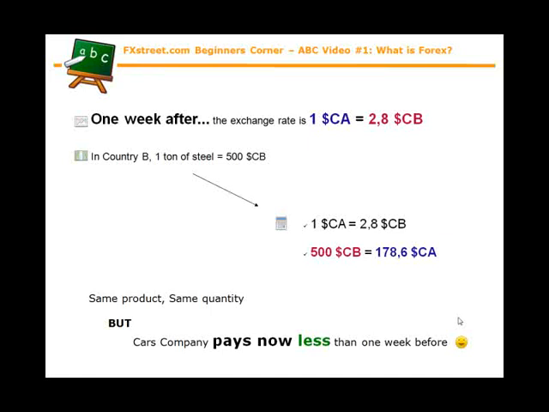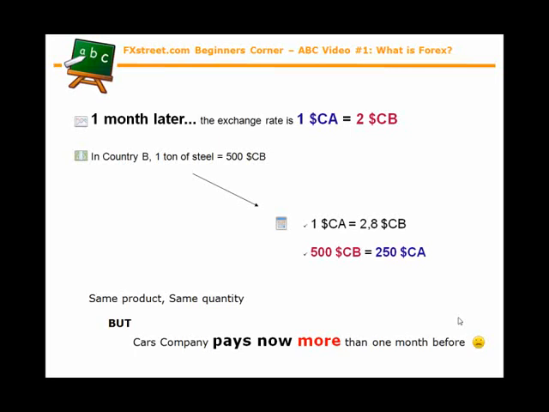Of course, this can go the other way around, as the fluctuations in prices are constant and go up and down. Let's take another example of 1 month later. The exchange rate is now 1 currency A equals 2 of currency B. To buy the same ton of steel, the car company will now pay 250 of its local currency. Then it will pay more than 1 month before, okay?